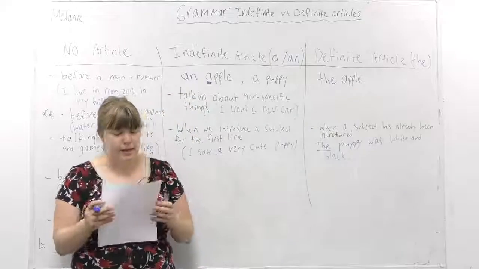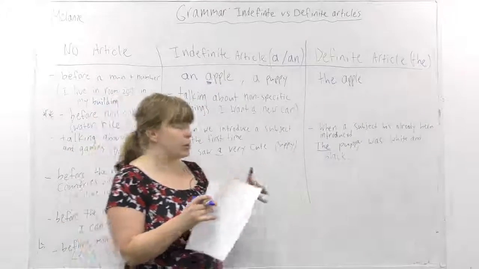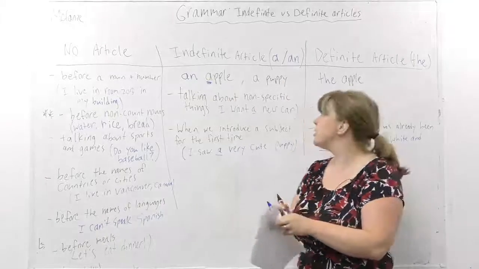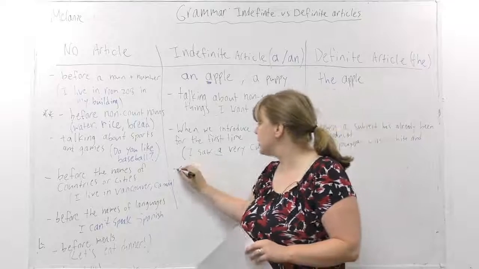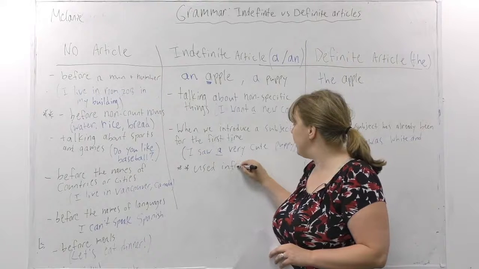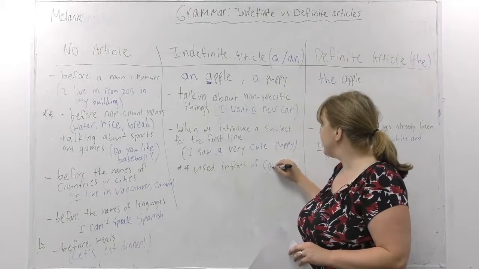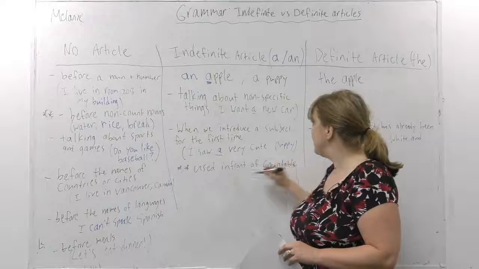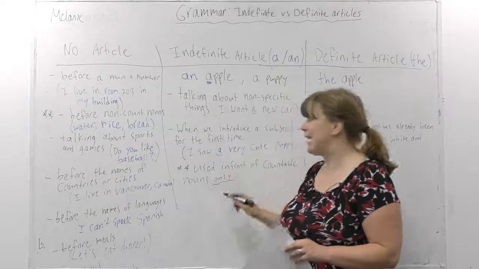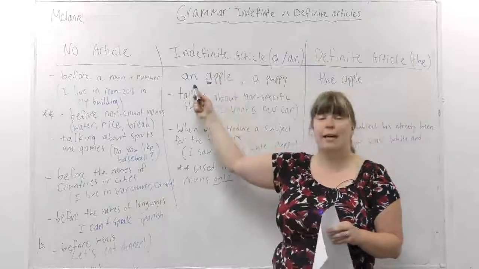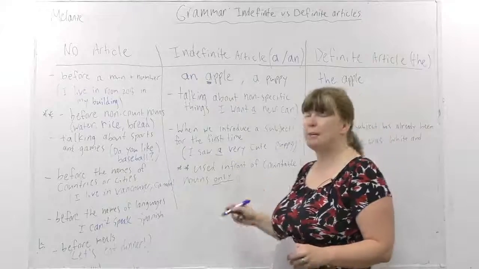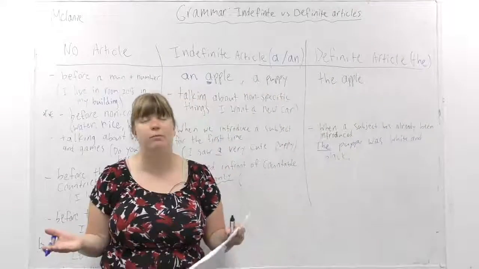Okie doke. All right. Just one more rule I want to clarify here. So indefinite articles are used in front of countable nouns only. Okay. So only in front of countable nouns, we are going to use indefinite articles. Can you guys give me a couple of examples of uncountable nouns?